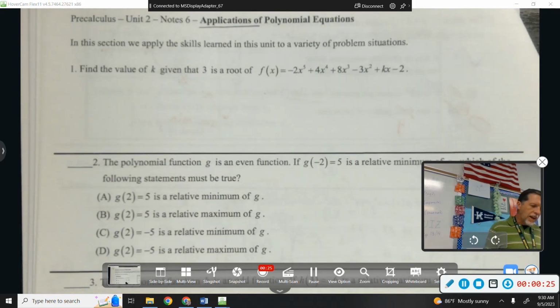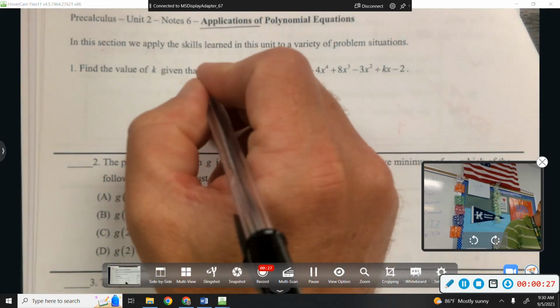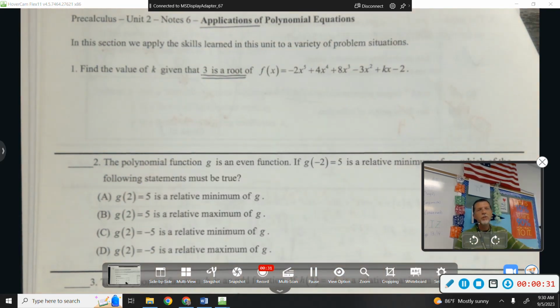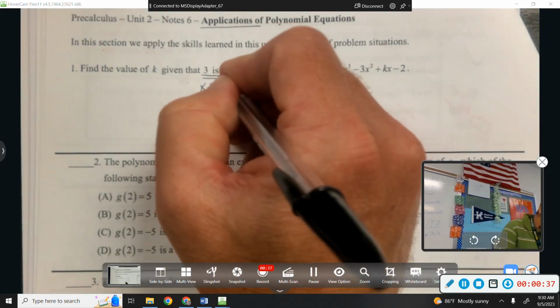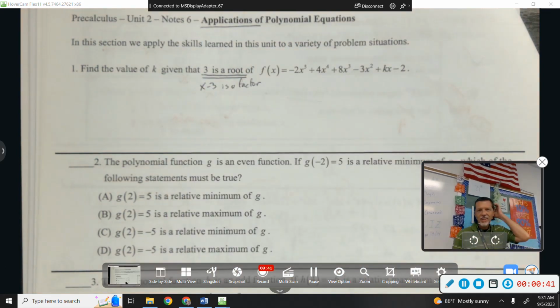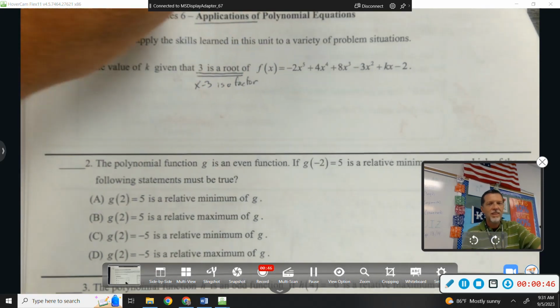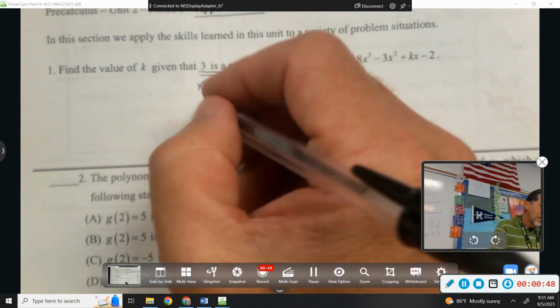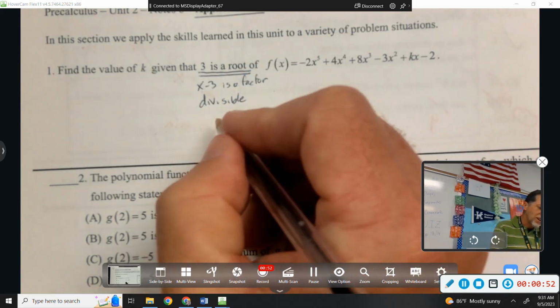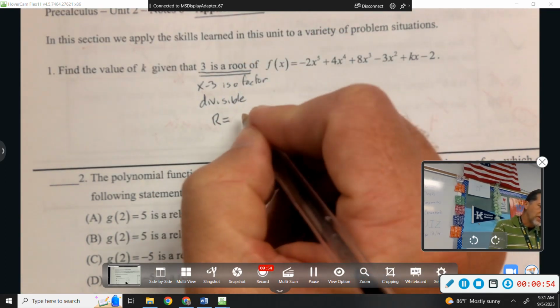Find the value of k given that 3 is a root. Okay, if 3 is a root, what are some other things that means? X minus 3 is a factor. And what else does it mean? How can I check this? If it's a factor, what does that mean? It's divisible. And if it's divisible, what am I aiming for? What's the remainder equal to? 0.